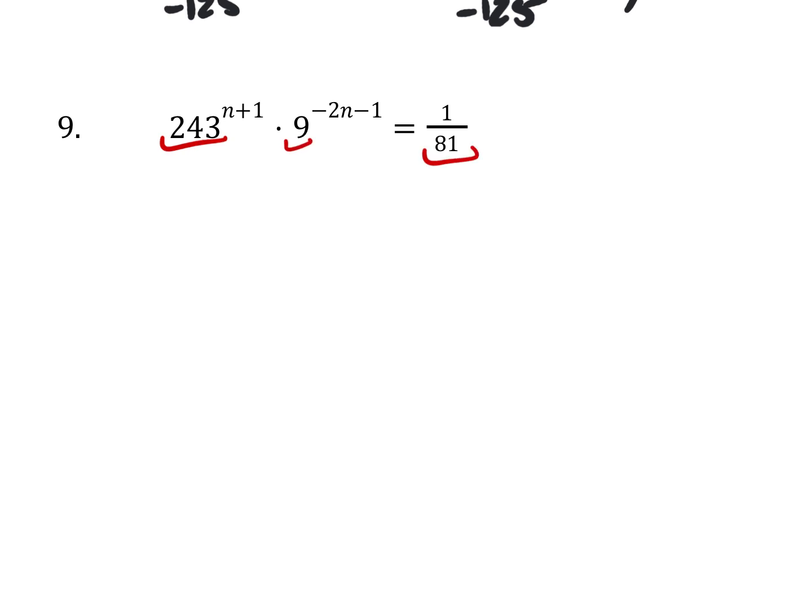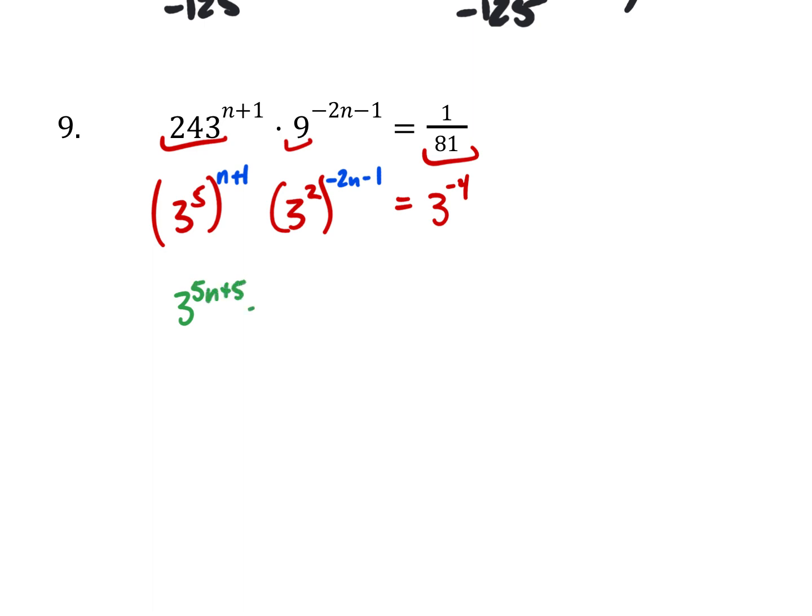243 is 3 to the 5th. 9 is 3 squared. And then 1/81st is 3 to the negative 4th. And so when you're working with this, you keep the original exponents. Now we have exponents to exponents, and the rule for combining those is to multiply. So I get 3 to the 5n plus 5 times 3 to the negative 4n minus 4 equals 3 to the negative 4.